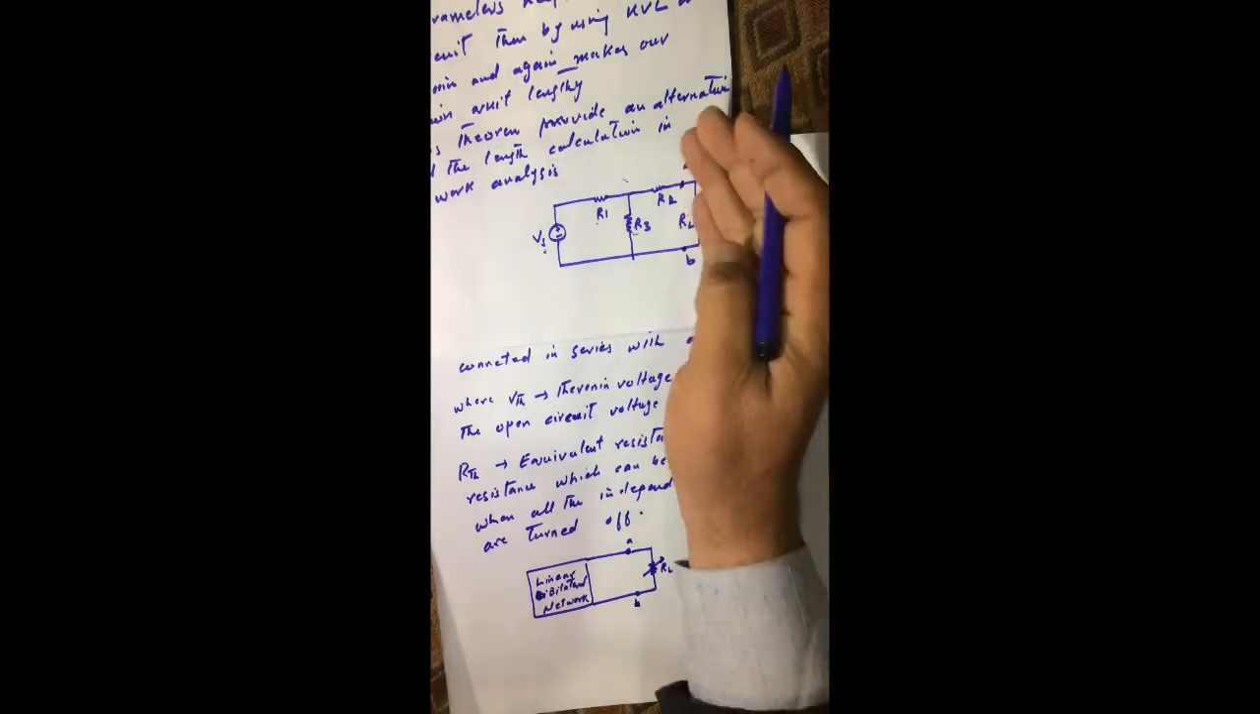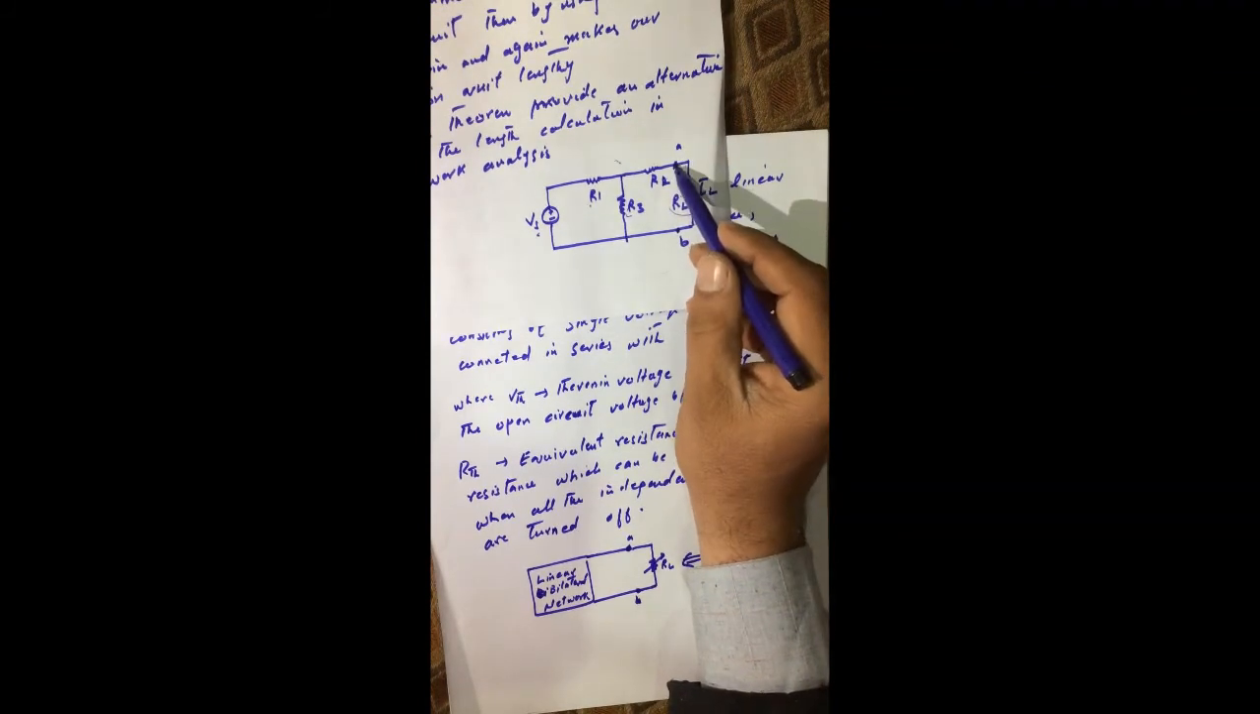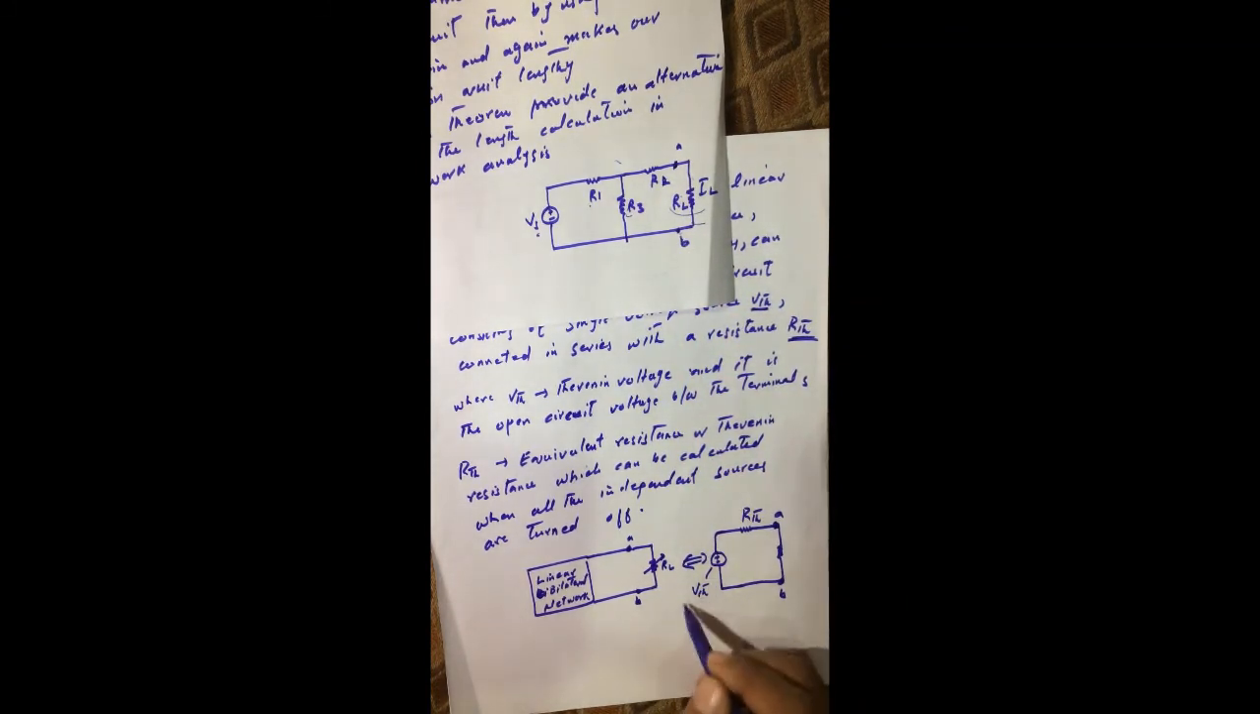But remember, to calculate the equivalent resistance, we have to turn off all the sources. If we have a voltage source, we have to turn it off. If we have a current source, then we have to turn off that current source also. Once we turn them off, we can calculate the Thevenin resistance. The second thing is we have to calculate the Thevenin voltage, which is basically the open circuit voltage. We have to remove this load resistance from here and calculate the voltage across these 2 points A and B. That voltage will be called the Thevenin voltage.